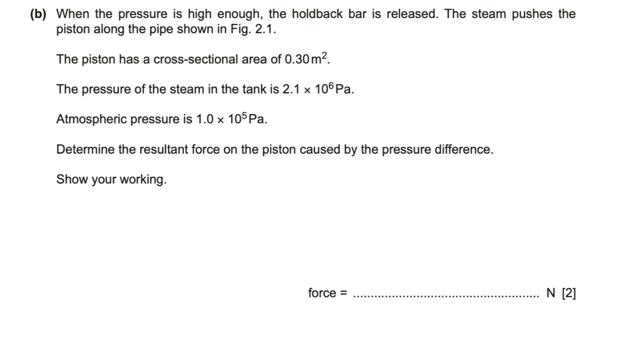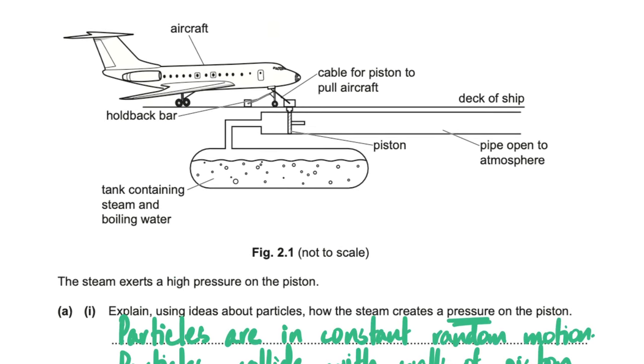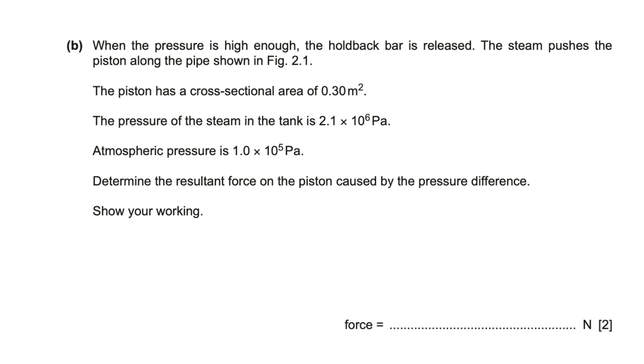Show your working. So let's look at the diagram for this. On the piston, there is the atmospheric pressure which is acting like this. And because of this steam, there would be this gas pressure which is acting like this. Now here, which pressure was greater? The steam pressure is greater, so I know that the resultant would also be outwards towards the right.